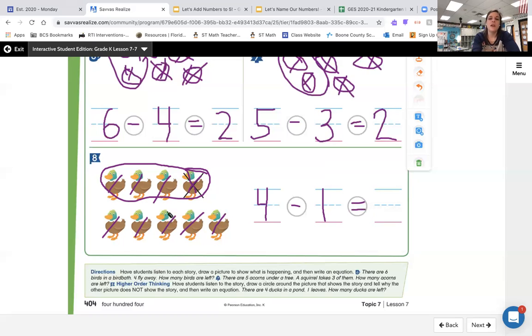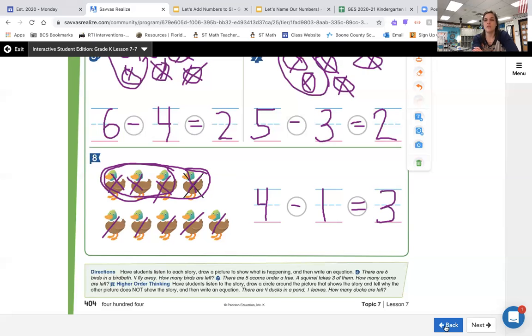And then even though we've circled our whole group to show, oh, this is the group of ducks that matches our story, we still need to circle our leftovers inside of it so that we're showing our work for subtraction. So we circle our leftovers and count how many are inside. 1, 2, 3 left over. So our answer is 3. Okay, so our subtraction sentence says 4 take away 1 is 3 left over, or 4 subtract 1 equals 3.